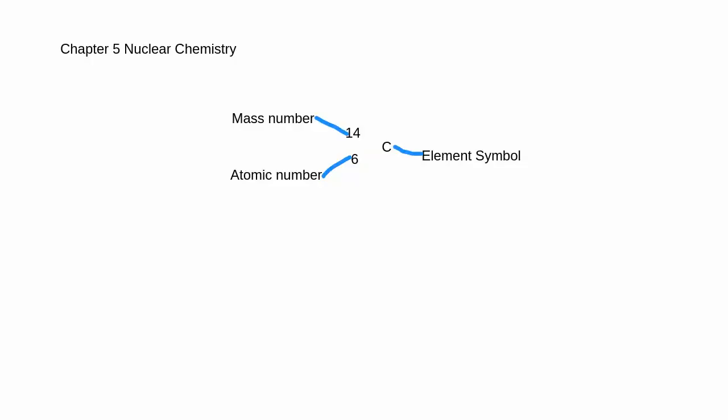All right, ladies and gentlemen, welcome to chapter 5. In this chapter, we start talking about nuclear chemistry. Nuclear chemistry is different from the other chemistry that we've looked at, because when you're dealing with chemical equations, remember, it is the electrons that actually cause chemical equations to happen. When we start talking about nuclear chemistry, though, we're talking about reactions that are happening inside the nucleus.